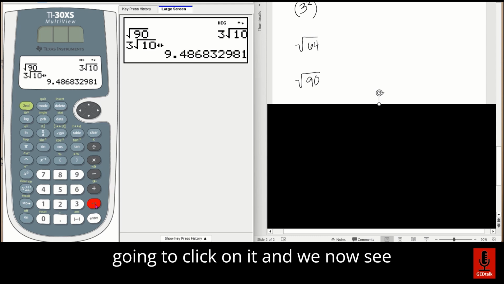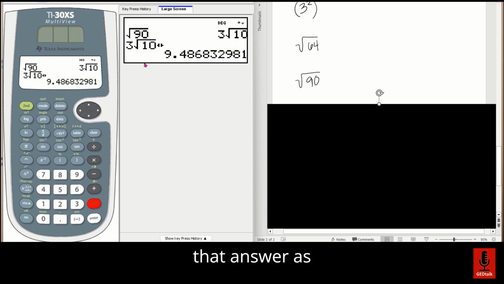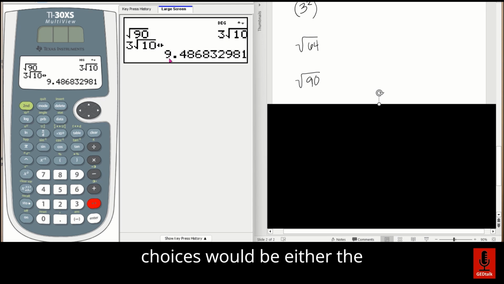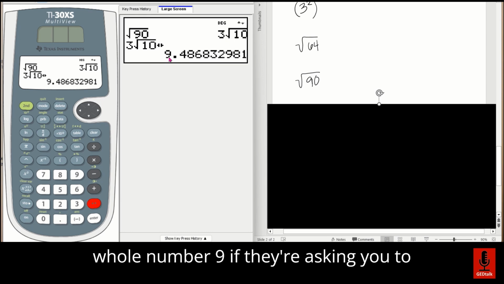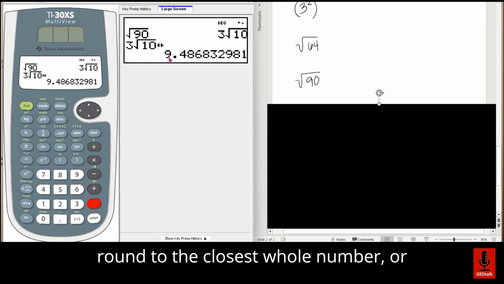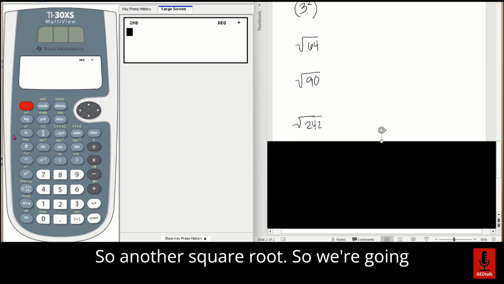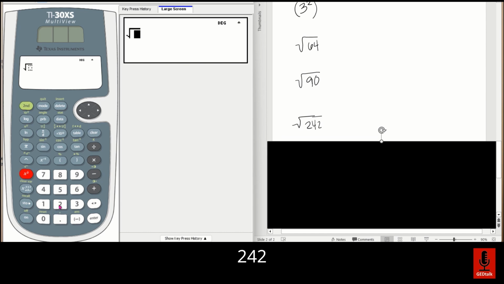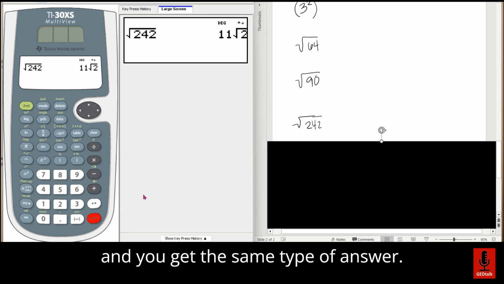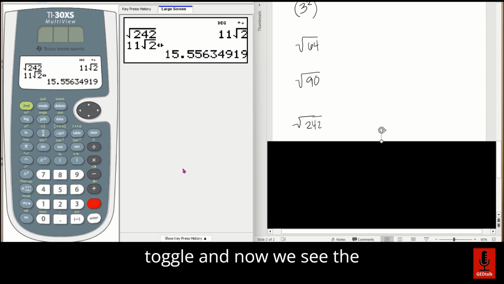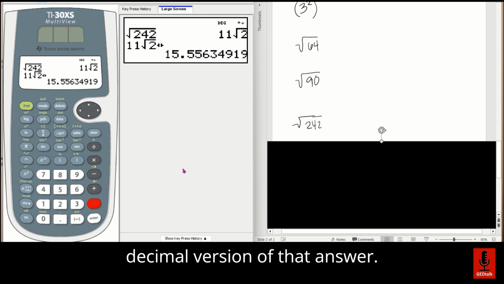So I'm going to click on it. And we now see that answer as 9.486. And then hopefully one of the answer choices would be either the whole number 9 if they're asking you to round to the closest whole number, or it's going to show the decimal. So another square root. So we're going to do square root of 242, and you get the same type of answer. So what do we need to do? We're going to toggle, and now we see the decimal version of that answer.